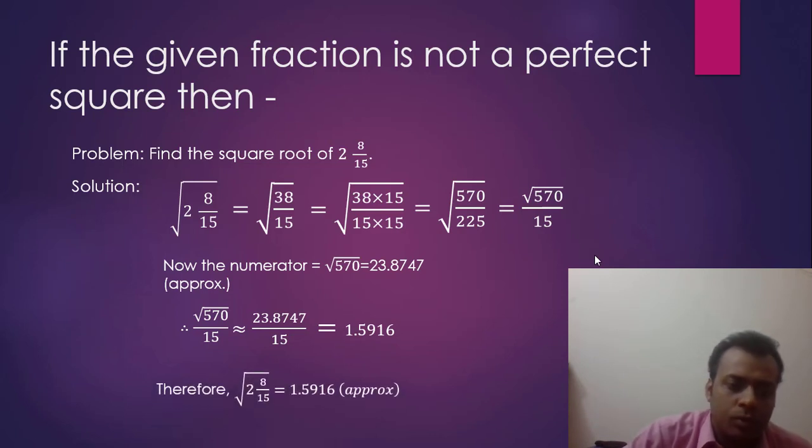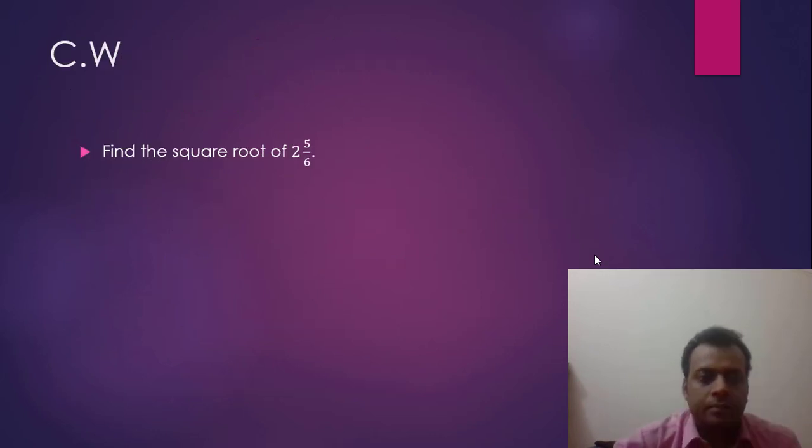Therefore, root over 2 total 8 by 15 is equal to 1.5916 approximately. You have to find the square root of 2 total 5 by 6, that is 2 plus 5 by 6, as your classwork.